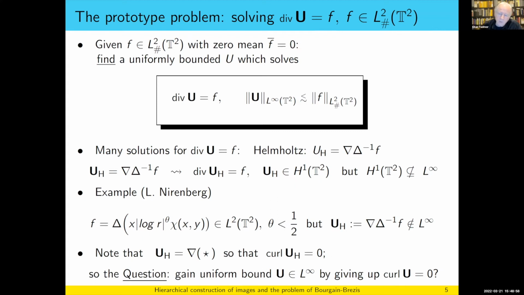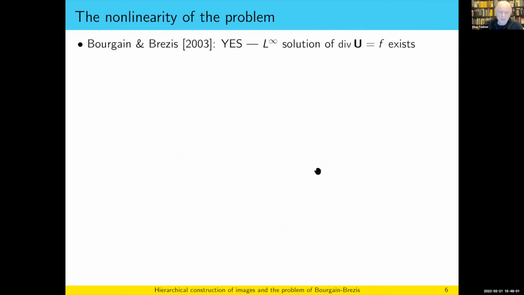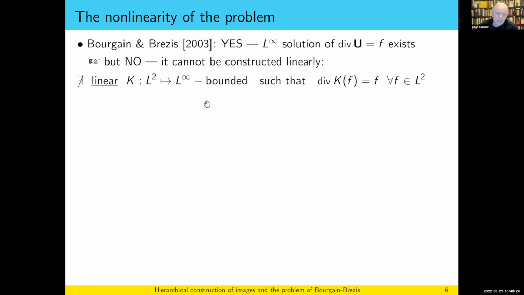The answer for that question was provided in a paper of Bourgain-Brezis. And this brings me to Bourgain-Brezis, a paper from 2003, which is a must-read paper. And the answer to this question has two parts. The first part says, yes, it is true that any F in L2 can be written as the divergence of an L infinity solution. But there is a second part, which is interesting, and it says that the construction of this U from F cannot be done in a linear fashion. What does it mean? It means there is no linear operator mapping L2 to L infinity, which will be our solution operator, none.